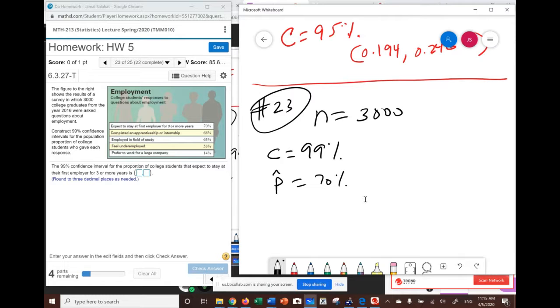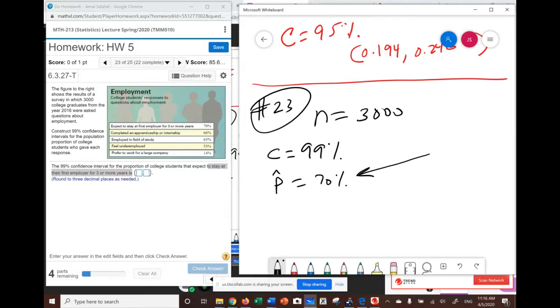Notice that the first question they are asking us in here is to construct a 99% interval. Again, I'm highlighting this here. To construct a 99% interval for the proportion of college students that expect to stay at their employer for 3 or more years. So we are talking about the 70%. And we want to build an interval for those 70%.